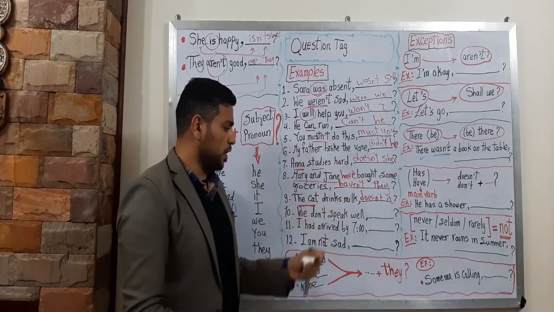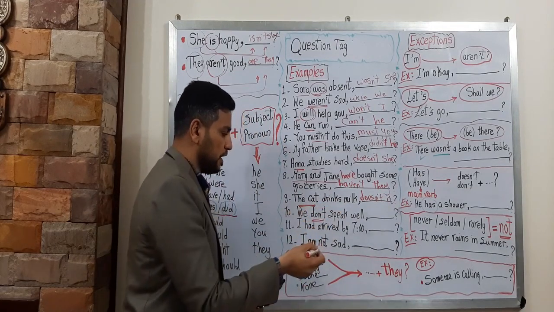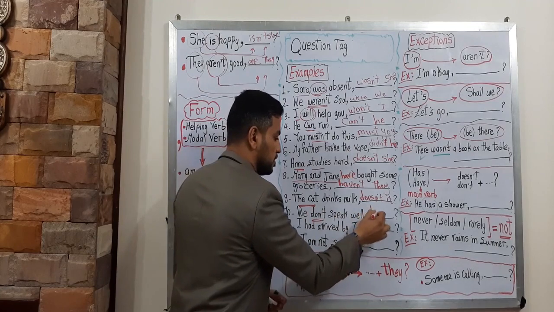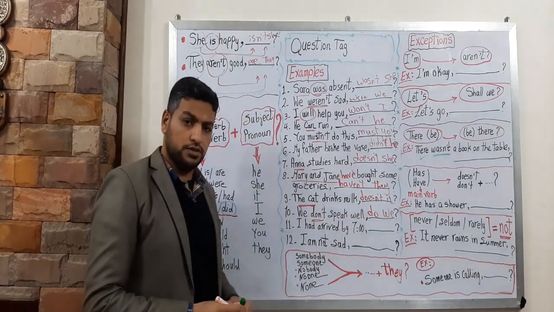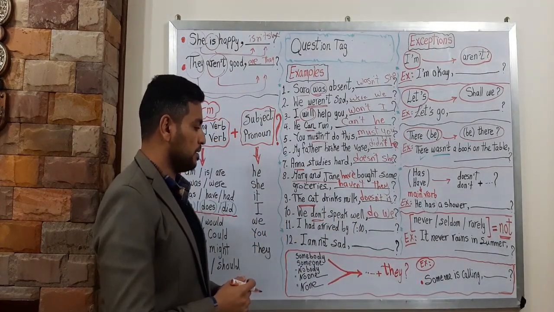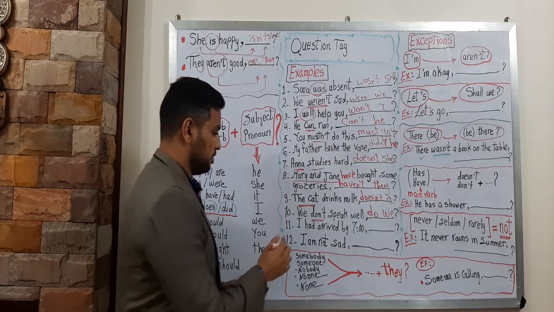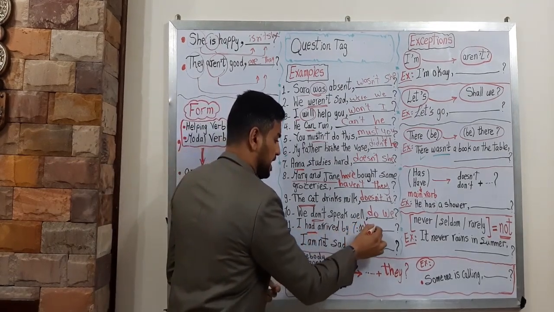We don't speak well. The sentence is negative, so the question tag will be positive. Do we? Number 11. I had arrived by 7 o'clock. So the helping verb had, it will be hadn't.